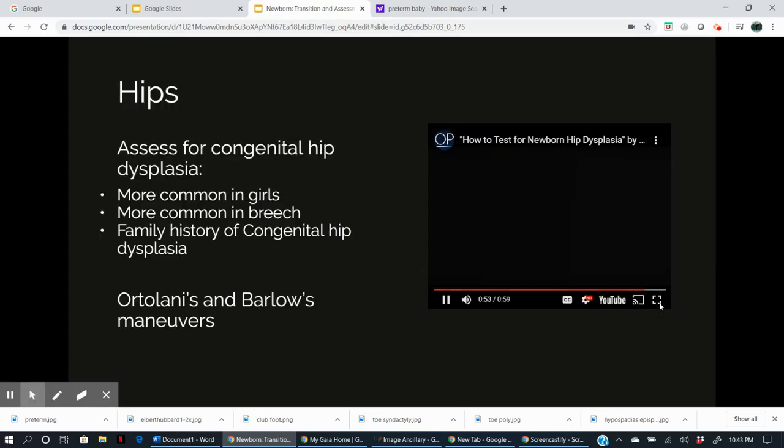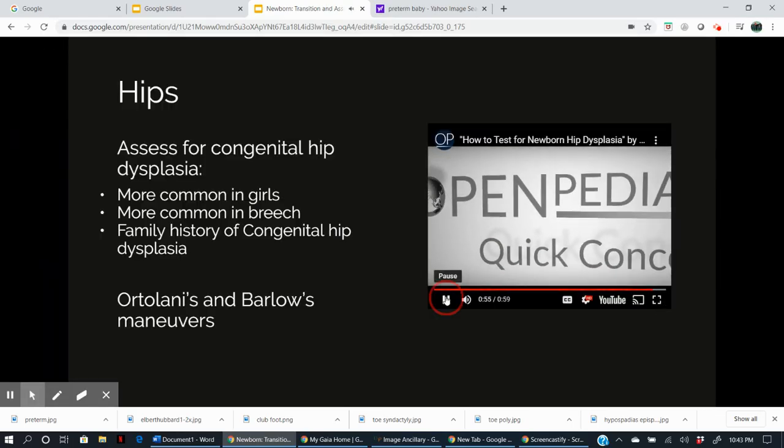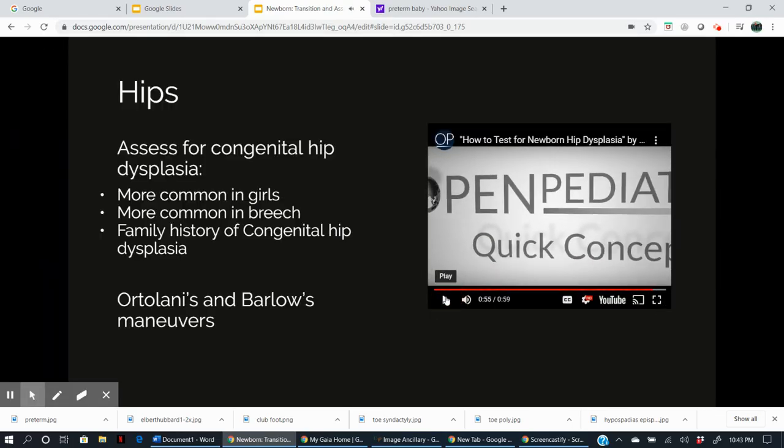Okay, so what would be an abnormal finding with Ortolani's or Barlow's maneuvers? She really didn't say anything about that, but you would feel that joint slide past that ball and socket. You would describe it either as a click, which is sort of a partial dislocation, or a clunk, which means that it really falls out of that ball and socket. If you assess that and it does not feel normal to you, you need to refer to the pediatrician.